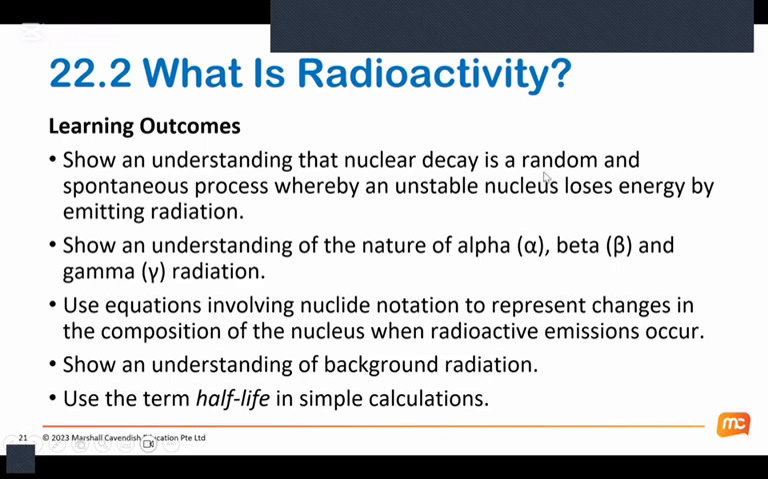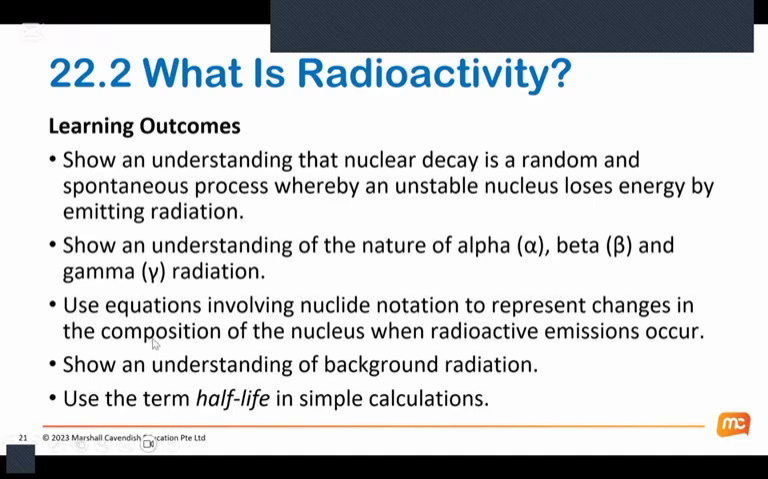Firstly, you need to understand that nuclear decay is a random and spontaneous process. So I'll go about explaining what is meant by random and what is meant by spontaneous process. Radioactive decay is when an unstable nucleus loses energy by emitting radiations. There are three types of ionizing radiations that come out from an unstable nucleus. They are alpha, beta, gamma. You need to know about their nature, their characteristics and their properties.